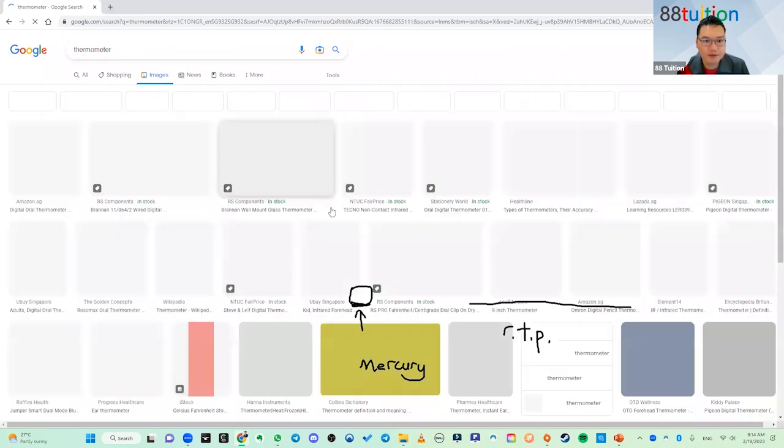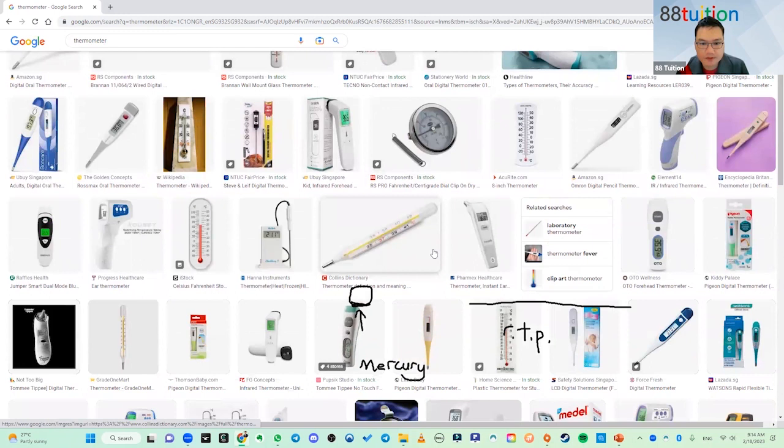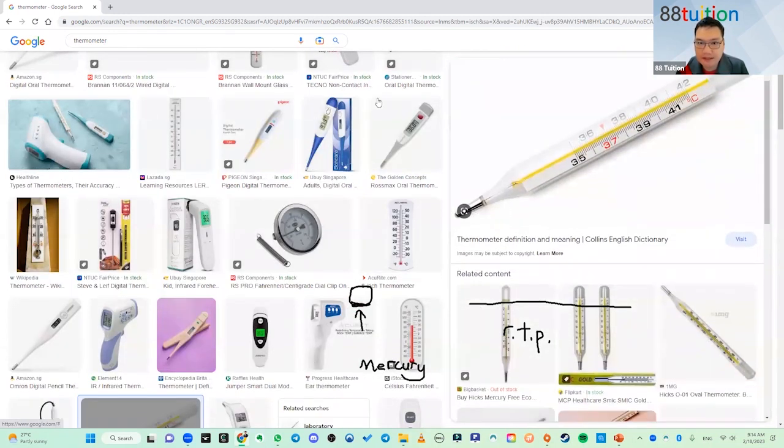Yeah, these are thermometers. Have you seen this type before? Inside this part here, this bulb here, is where the liquid mercury is. So they exist as liquid at room temperature and pressure. And there are also gases. Oxygen, hydrogen, these exist as gases at room temperature and pressure. Okay.